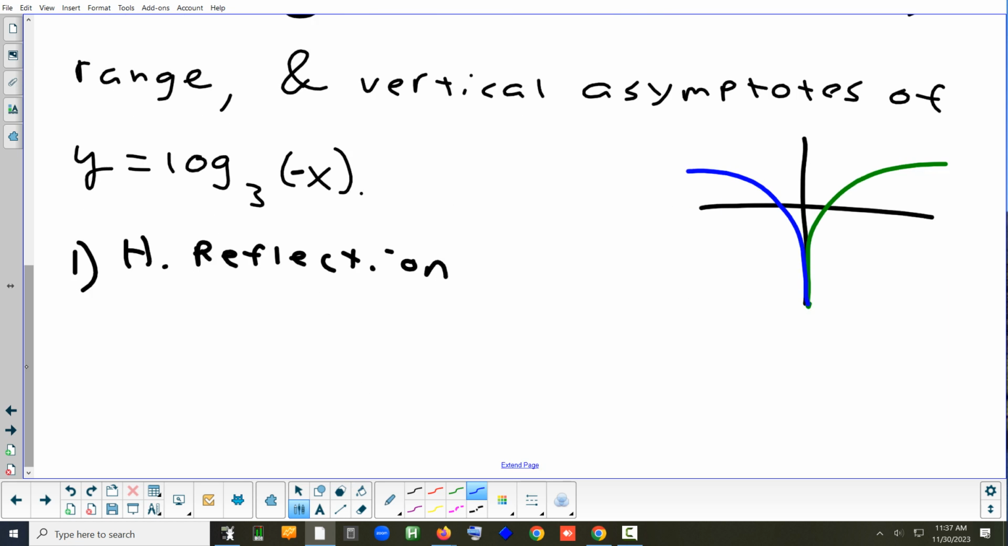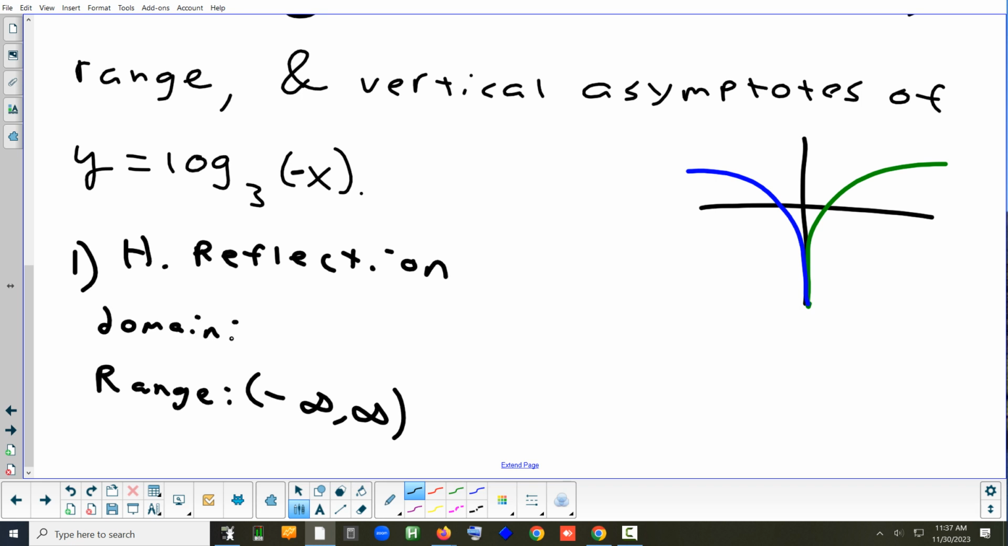Well, let's start with the range. What's the range when you reflect it? It's the same. You cannot change the range of a log function. It's always all real numbers. Now, how about the domain? Now it's negative infinity to 0, not including 0.